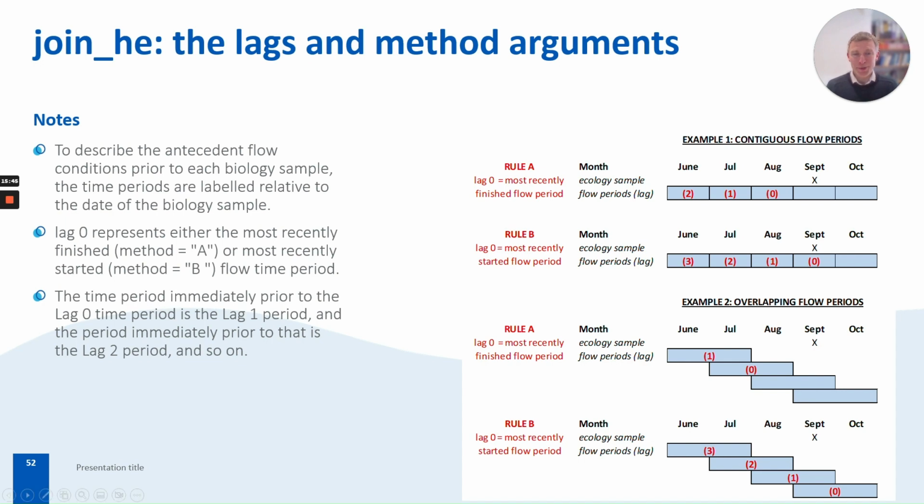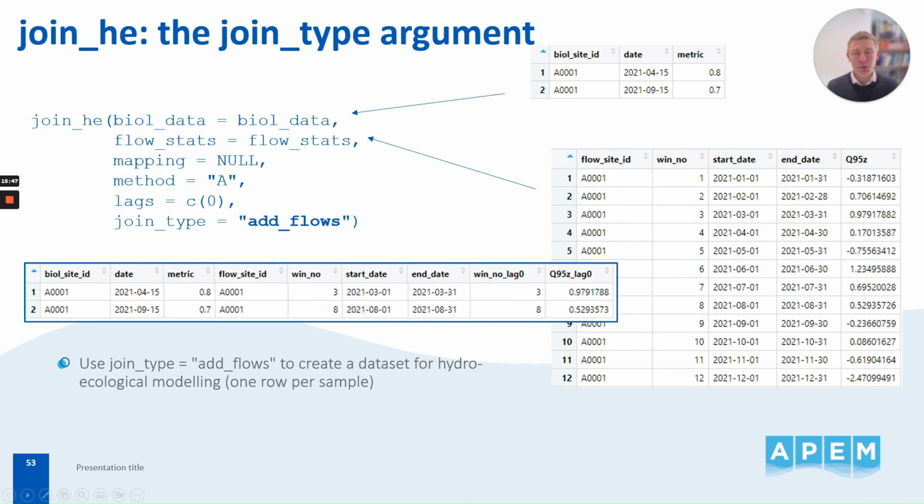If that sounds a little bit abstract, then let's look at a couple of simple worked examples to see how that works in practice. You'll notice here that we've got a fourth and final argument that we need to configure, which is the join type argument. Join type really just tells us whether we want to start with the biology data first and then join the flow statistics to it, or vice versa.